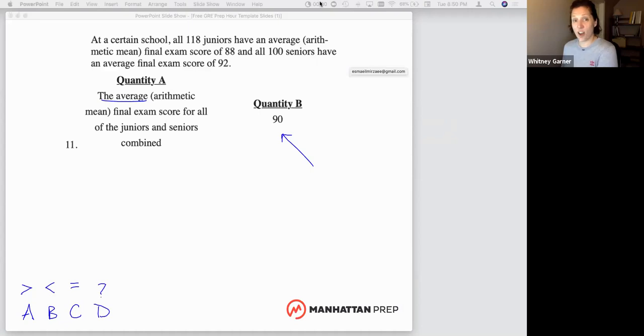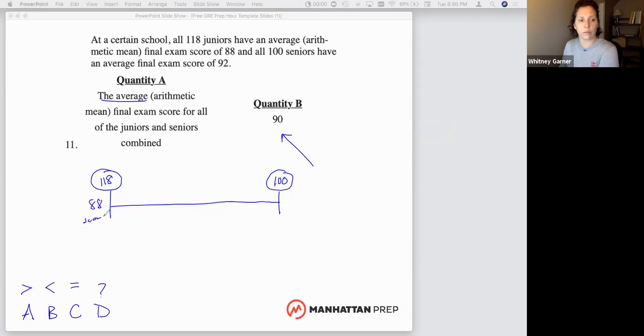All right, so we've got a weighted average. We've got 118 people with one type of score, 100 people with a different kind of score. So I got 118 down here. I've got 100 seniors over here. My juniors have an 88 score. My seniors have a 92 score.